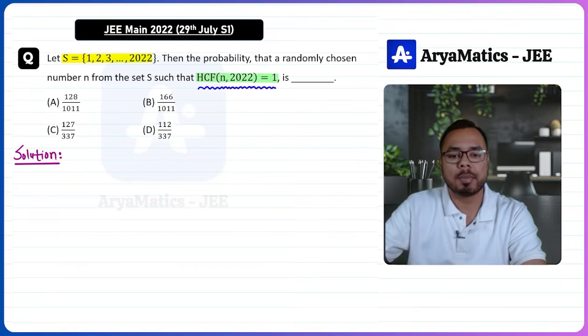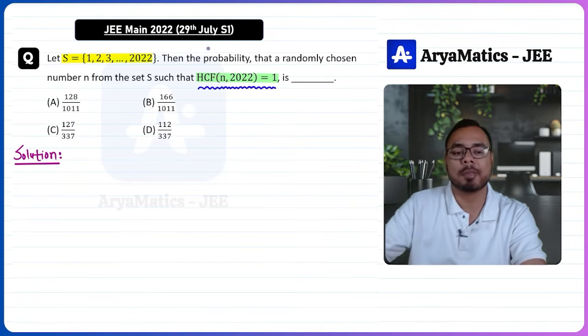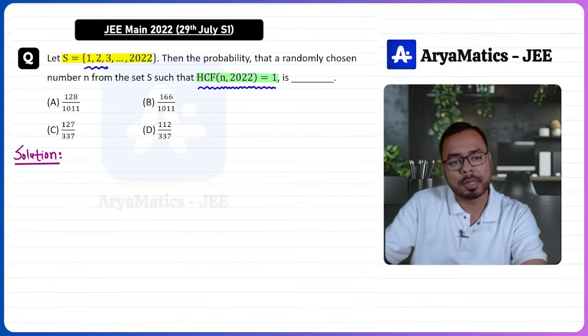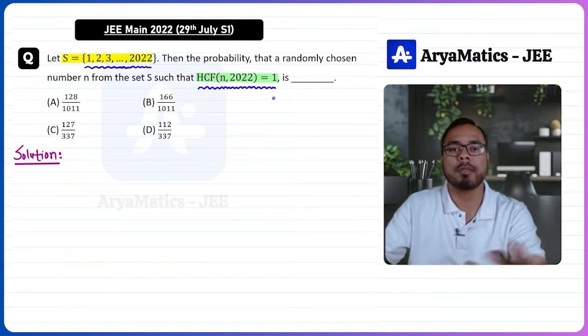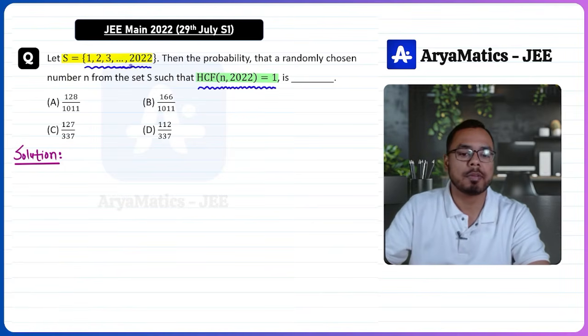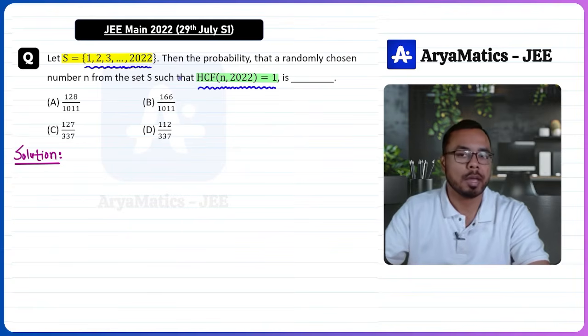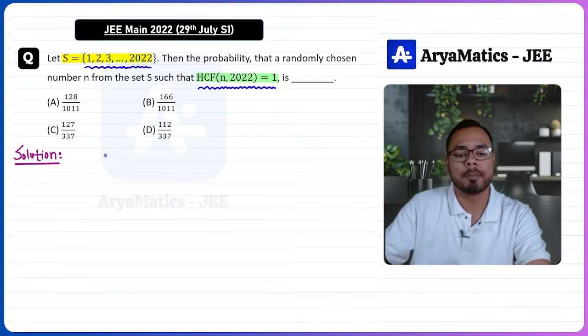So in this type of problem, basically we have to find how many numbers are there in this set for which the HCF of that number and 2022 will be 1. Obviously the total number of cases will be 2022, and we need the number of favorable cases. Then probability will be the number of favorable cases by the total number of cases.